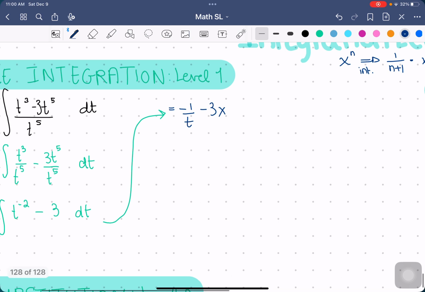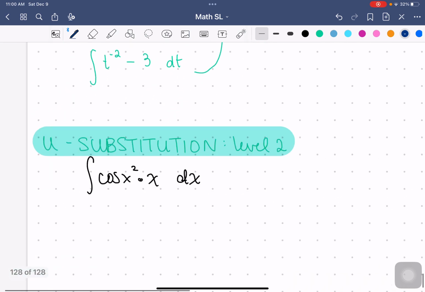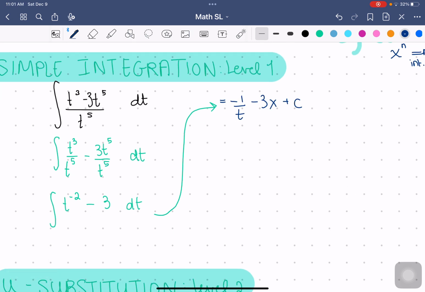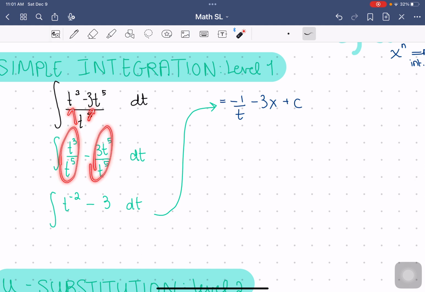But wait, we have to add plus c, because we don't know what constant there could be. So we're just always going to add plus c. And yeah, maybe a quick recap would be good. We divided this by this and this by this, and we split them apart, and we got this. After we did that, we subtracted the powers, we got minus 2. We subtracted the powers, we got 0.